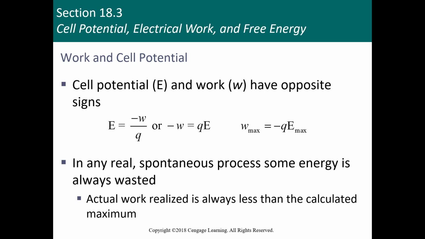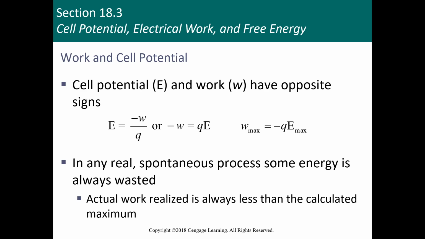So work and cell potential. So your cell potential E, that we've already been talking about. The work has opposite signs to your cell potential. So your cell potential here equals negative work over Q. Or the negative work equals QE. Now, W max, work max, the maximum amount of work you can do, is equal to negative Q times the E max, the maximum cell potential you can have. So these are directly related. They are proportional to each other.